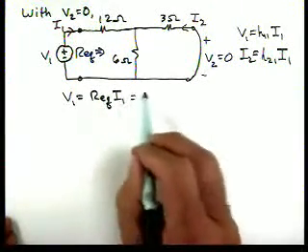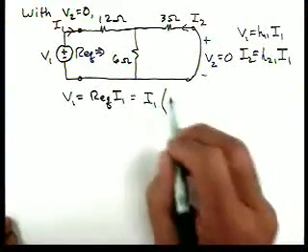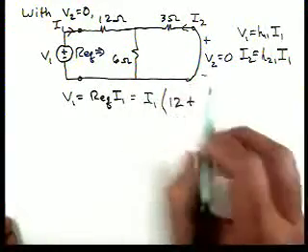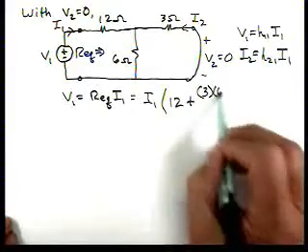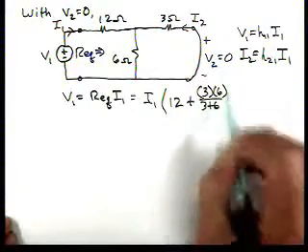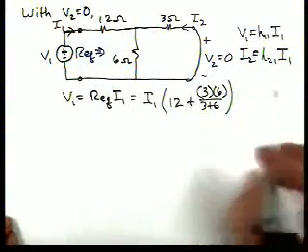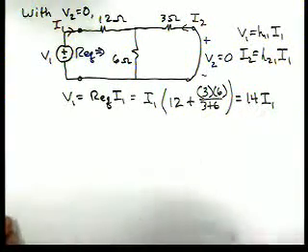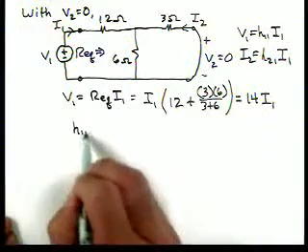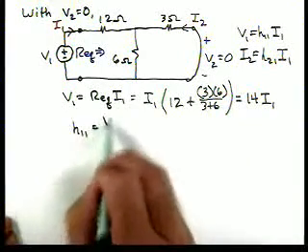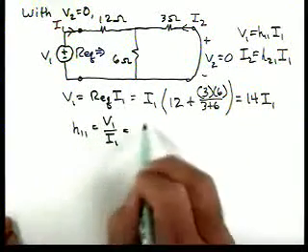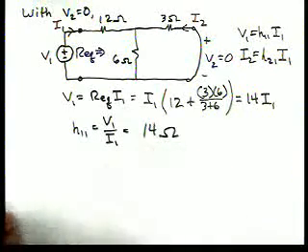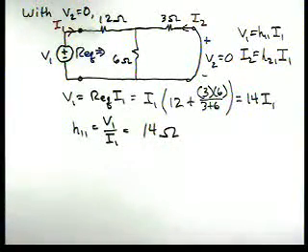So then we'll have I1 times 12 plus the parallel combination of a 3 and a 6. And that'll give us V1 is equal to 14 I1. So then H11 is V1 over I1, which is 14 ohms. And so that was just very simple as finding R equivalent.